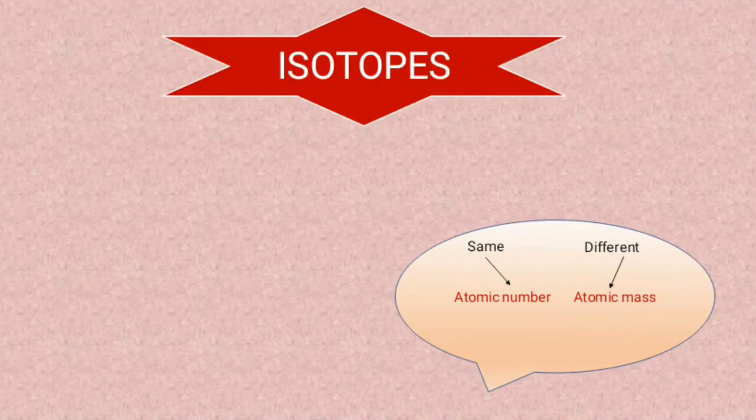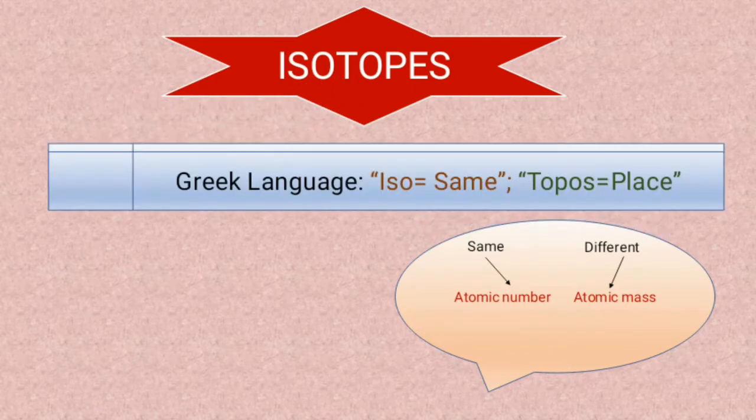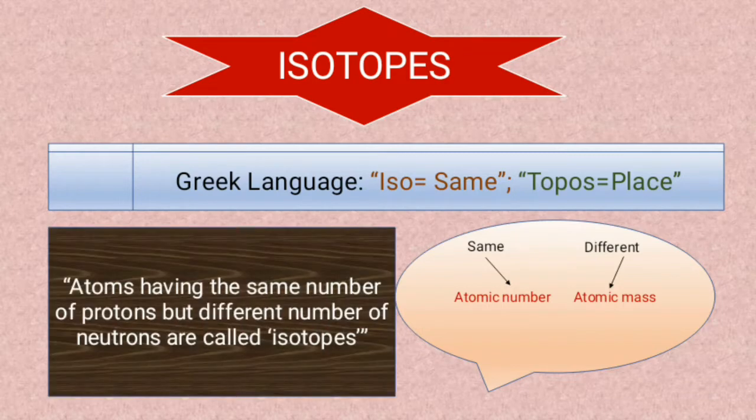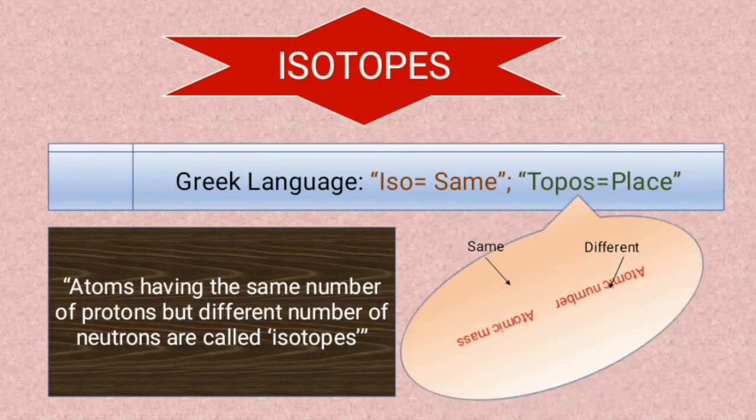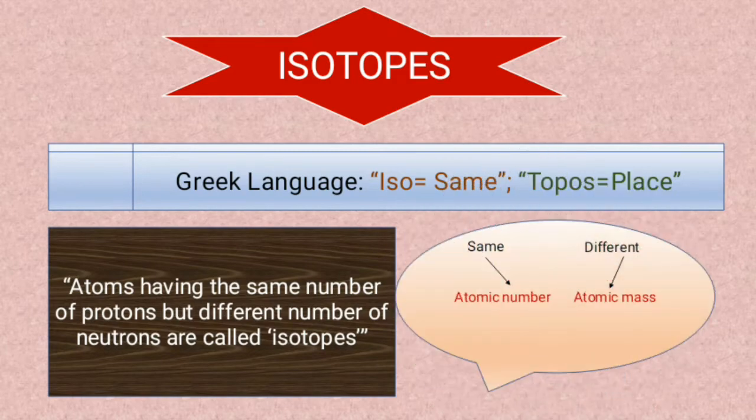So what are isotopes? This term is basically coined from the Greek word, where iso means same and topos means place. Simply we can say that atoms having the same number of protons but different number of neutrons are called isotopes. This in turn means that atoms having same atomic numbers but different atomic masses are known as isotopes.